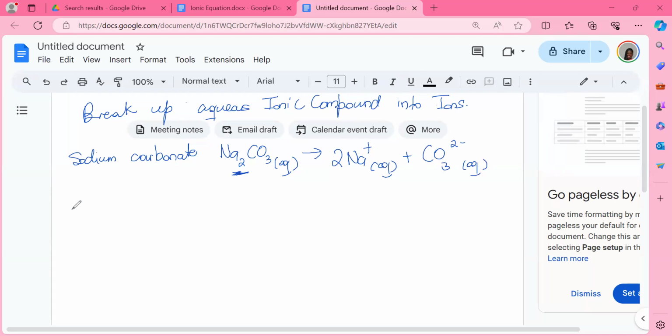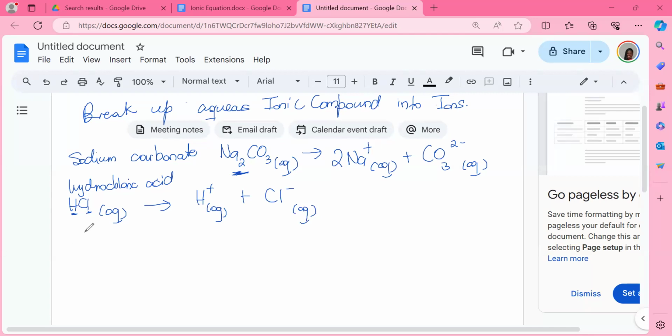We're going to look at the acids. So we have hydrochloric acid, which is HCl. Hydrochloric acid has only one hydrogen and one chlorine. So when you break up this compound into ions, we're going to get one H plus ion and one chloride ion.